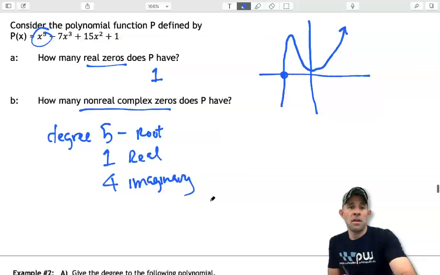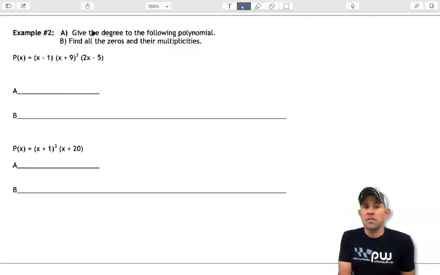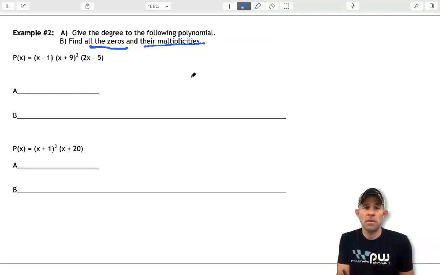All right. In example number 2, we are asked to give the degree of the following polynomial and find all zeros and their multiplicities. So here's an instance where we have a polynomial. It's in factored form. So remember how to find our roots from our factors. We're going to take each one of the factors, set it equal to 0.